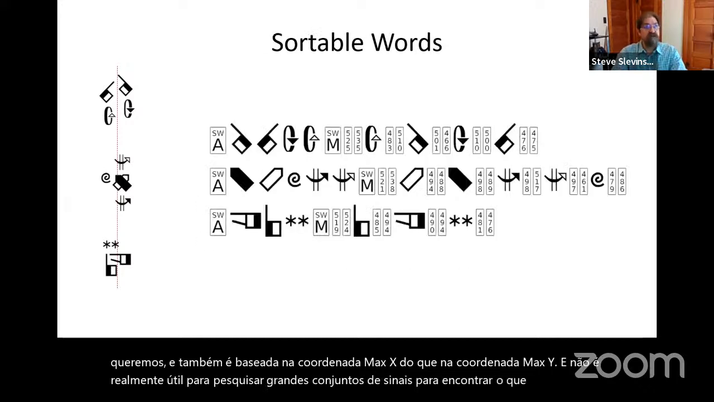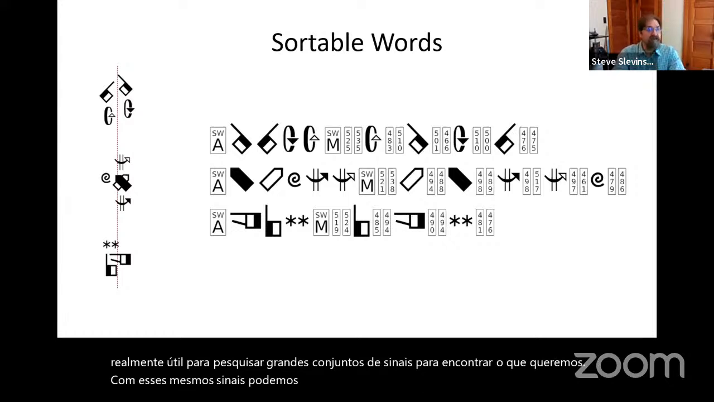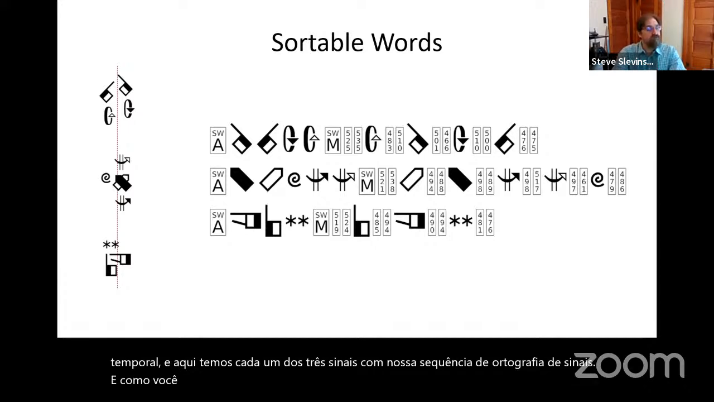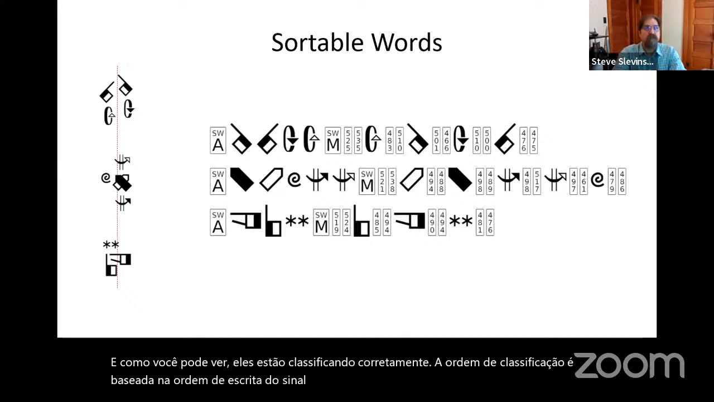With those same signs, we can make them sortable by adding that temporal prefix. And here we have each of the 3 signs with our sign spelling sequence. And as you can see, they're sorting properly. The sort order is based on the order of the International SignWriting Alphabet, 2010.